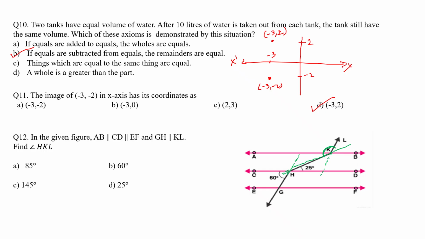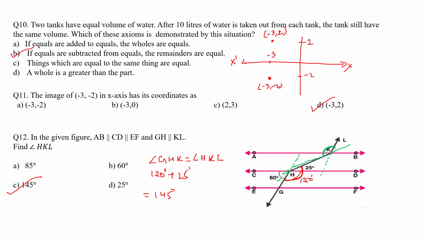So to find this HKL, what can I do? Now see here, angle CHG is 60. So this part will be, let me show it with red, 180 minus 60, which will give me 120, isn't it? This is 120 degrees. And if you see here, angle GHK is equal to angle HKL because they are alternate interior angles. And the GHK value is 120 degrees plus 25 degrees, which is 145 degrees. So from here, C is the correct option.